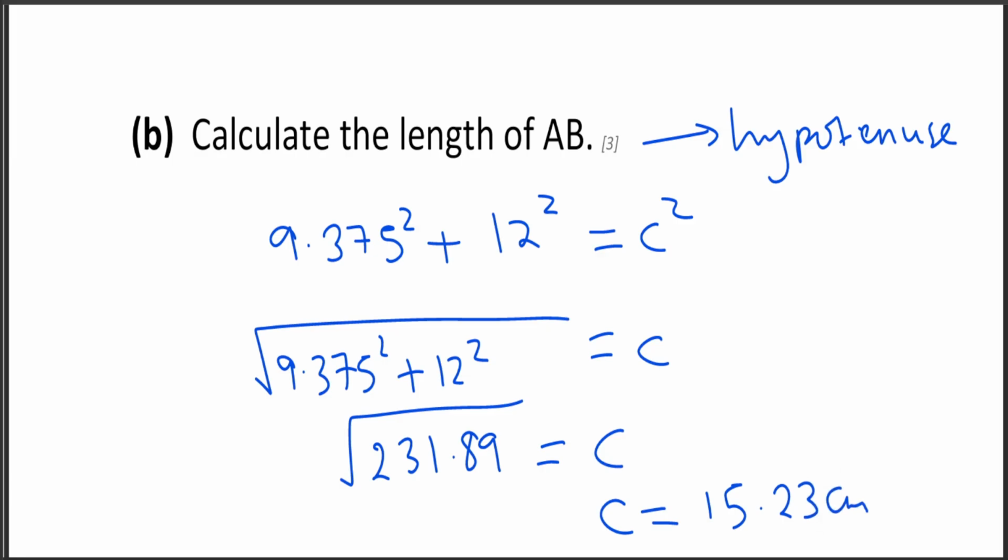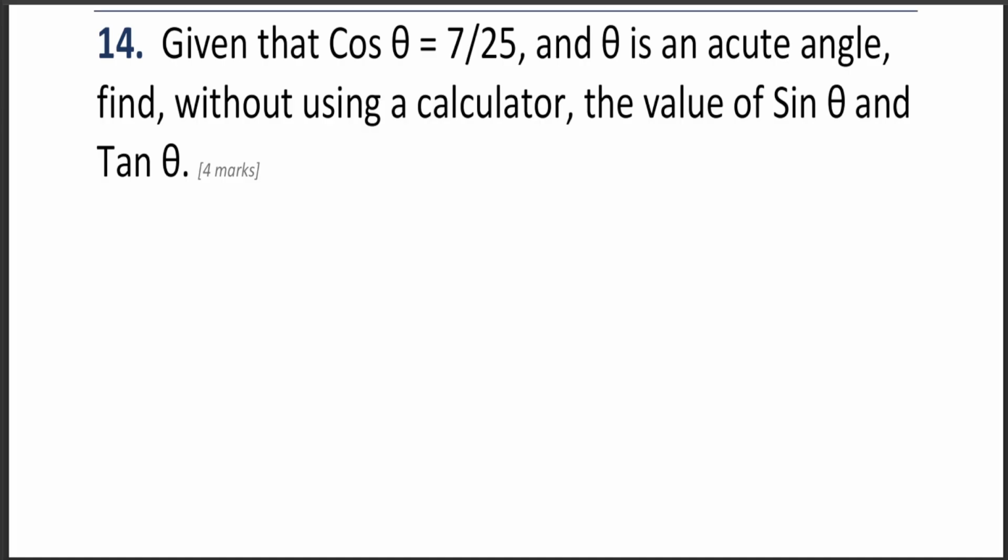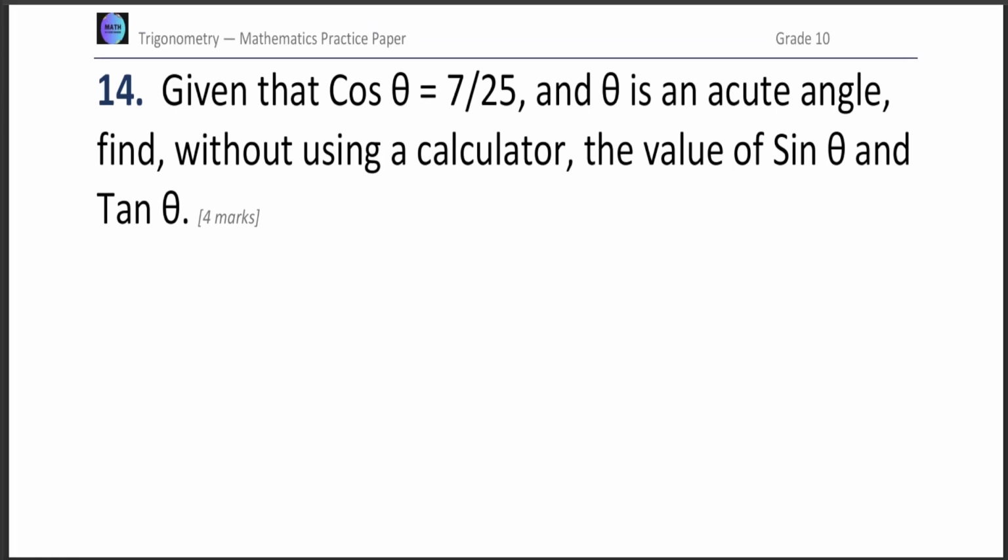Now, do not commit this mistake that most students make: 9.375 squared plus 12 squared, then square root each term, cancelling the squares like this. That is very wrong. Do not do that. We first add the two squares and then square root the sum. You get the answer.